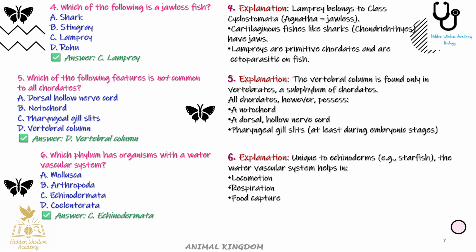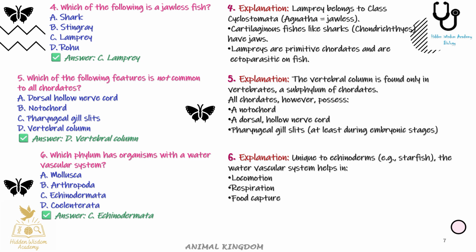Question 6. Which phylum has organisms with a water vascular system? Option A. Mollusca. Option B. Arthropoda. Option C. Echinodermata. Option D. Coelenterata. Explanation. The water vascular system is a unique feature of echinoderms such as starfish and sea urchins.